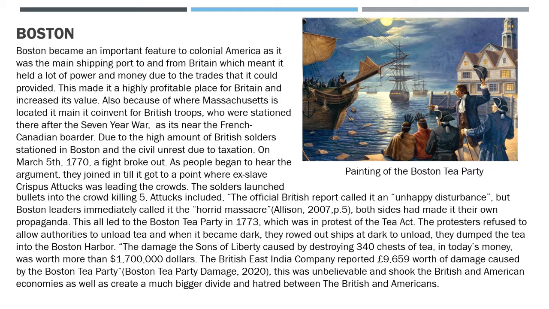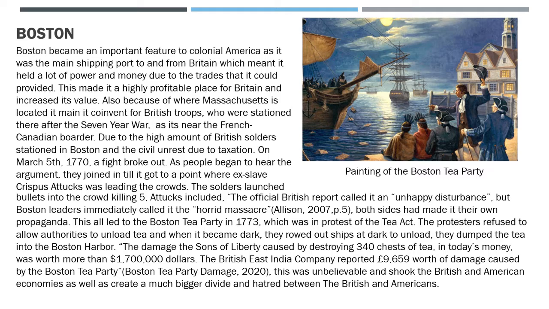Due to the high amount of British soldiers stationed in Boston and the civil unrest due to taxation, on the 5th of March 1770, a fight broke out. As people began to hear the argument, they joined in, till it got to a point where ex-slave Crispus Attucks was leading the crowds. The soldiers launched bullets into the crowd, killing 5, Attucks included. The official British report called it an unhappy disturbance, but Boston leaders immediately called it a horrid massacre. Both sides had made it their own propaganda.